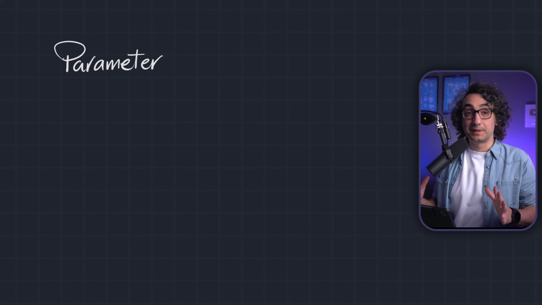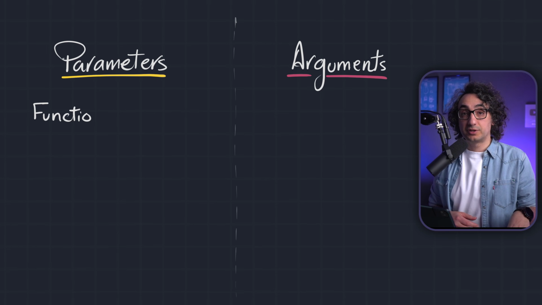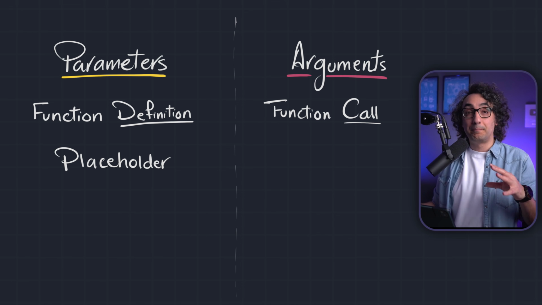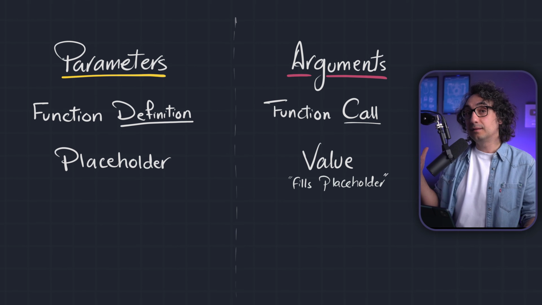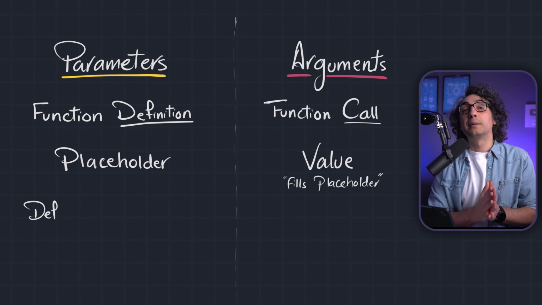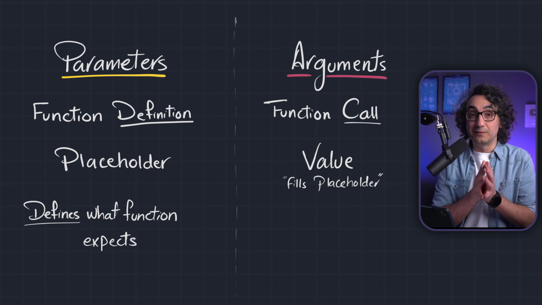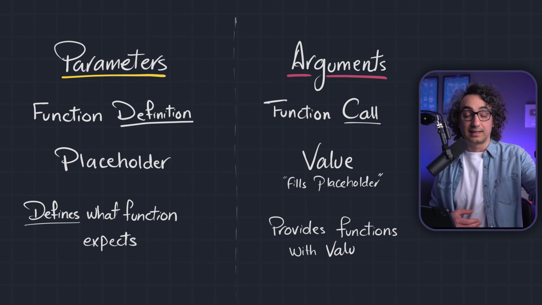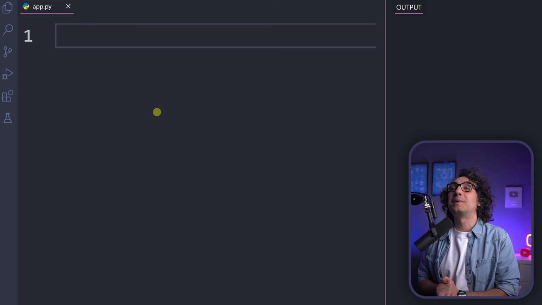So just a quick comparison between the parameters and the arguments. The parameters are used in the function definition, the arguments are used in the function call, the parameters are the placeholder, and the arguments are the real value that's gonna fill the placeholder. So a parameter is only a definition of what a function expects. So it defines the input, and the arguments provide your actual data that's gonna go inside the function. So it is very simple. Alright, so now let's practice in Python.